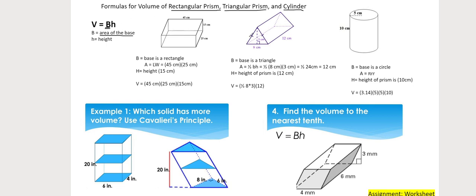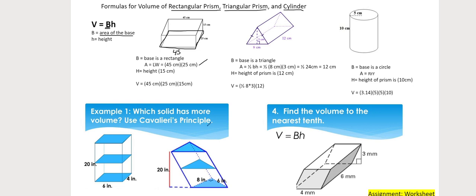So if we look at this rectangular prism, the base is the bottom part, from here to here. Notice this is 45 because it tells you on the top, and this is 25. So I have to find the area for that. To find the area, you multiply 45 times 25, okay?